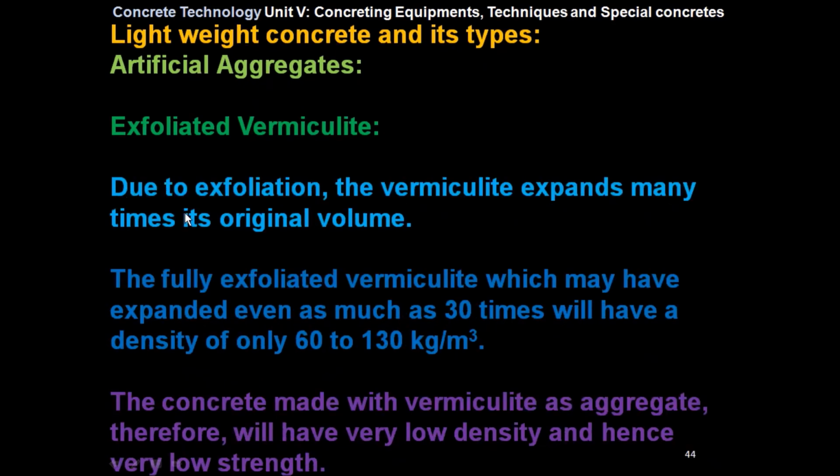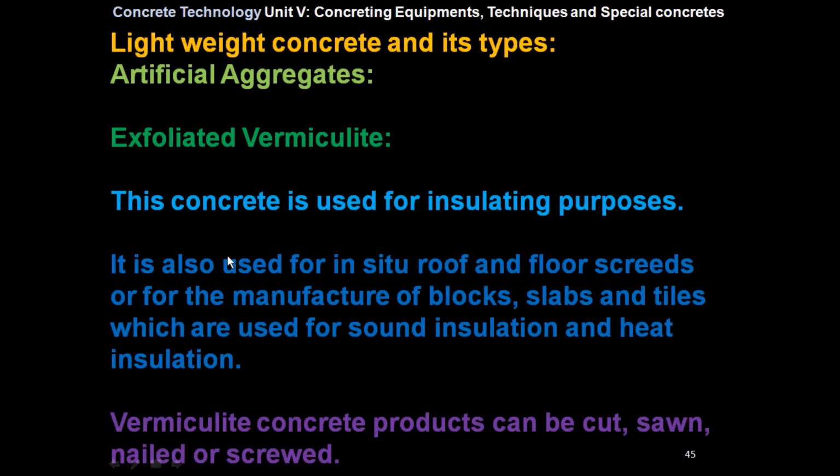Due to exfoliation, the vermiculite expands to many times its original volume. The fully exfoliated vermiculite, which may have expanded even as much as 30 times, will have a density of only 60 kg per meter cube to 130 kg per meter cube. The concrete made with vermiculite as aggregate therefore will have very low density and hence very low strength. This concrete is used for insulating purposes.